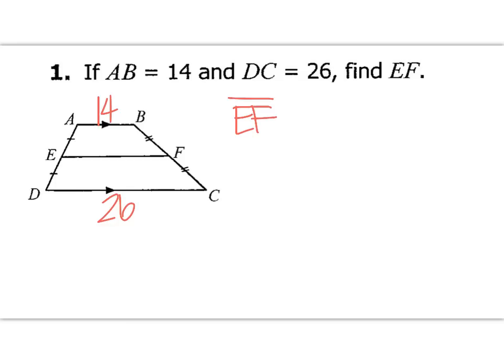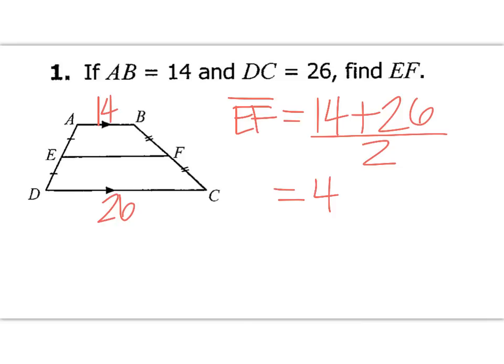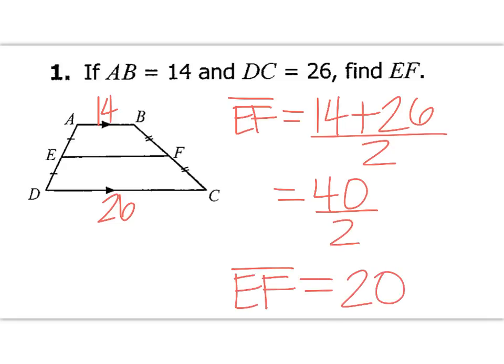So how we find EF is we want to take the average of the bases. Anytime we're taking the average, we add them together and divide by the number of things we're adding together. So in this case, we're going to add AB plus CD or DC and divide it by 2 because there's two sides. Add the two sides together, divide by the number of sides, which is 2. So EF equals 40 divided by 2. EF, or our midsegment, equals 20.